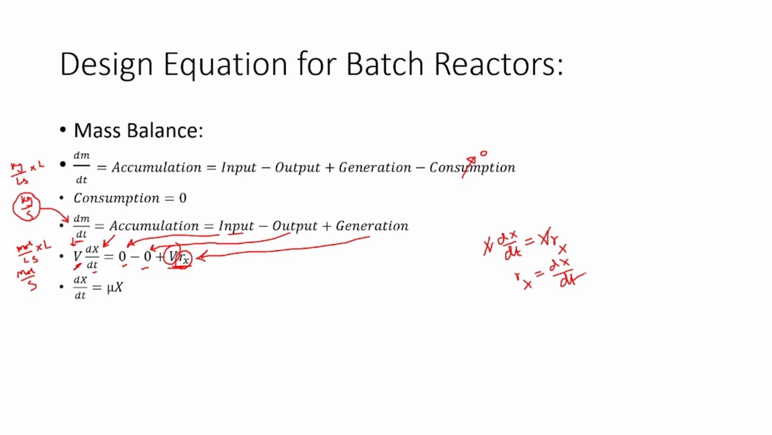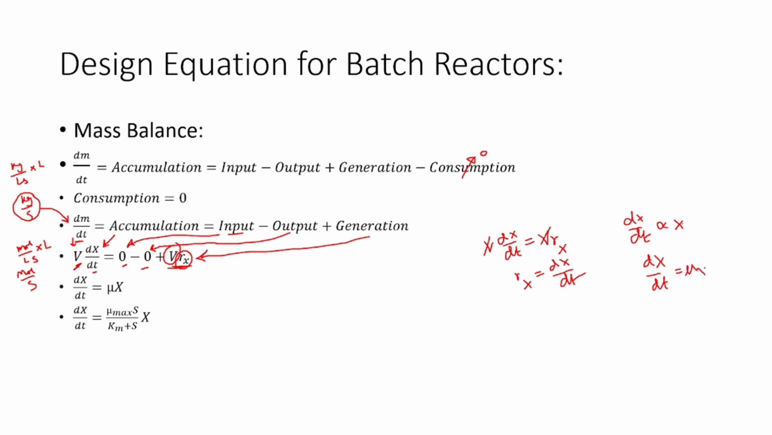Now dX/dt is equal to mu X. This dX/dt is defined as the rate of biomass generation with respect to time, and it is taken to be proportional to X. So suppose we define a constant mu, which is called the specific growth rate. So dX/dt will be equal to mu X.